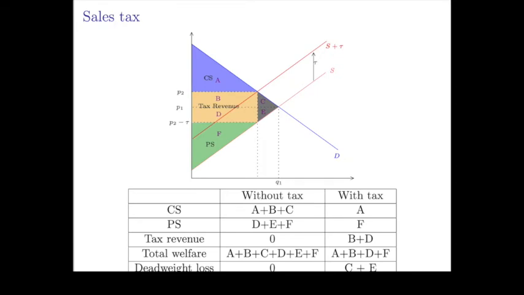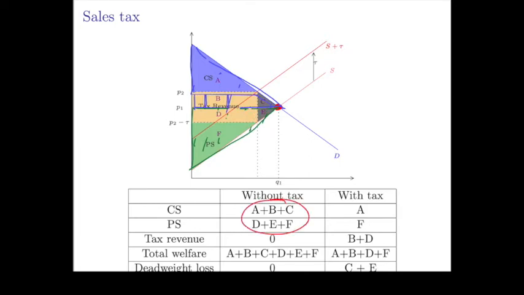Without any government intervention, in particular without any tax, we're going to end up at this competitive equilibrium, P1Q1. The consumer surplus is just going to be the area below the demand curve and above the price P1, so it's this area here. And the producer surplus is the area above the supply curve and below the price P1, so it's this triangle down here. So the consumer surplus is areas A, B, and C, and the producer surplus is areas D, E, and F. That's what we've got in this first column here.